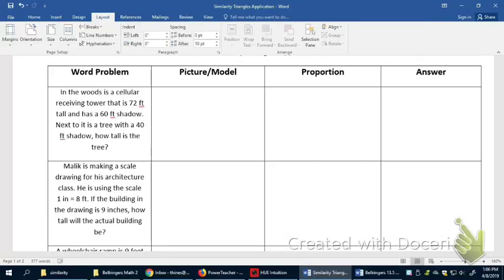In the woods is a cellular receiving tower that is 72 foot tall and has a shadow of 60 foot. Next to it is a tree with a 40-foot shadow. How tall is the tree?